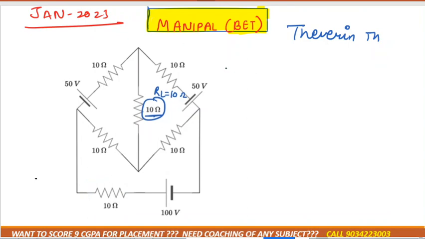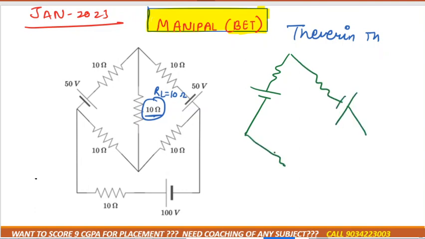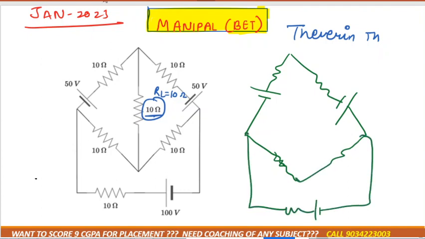So, first step is to find VTH. Rest of the diagram will be the same, we just need to remove RL. And what we need to mark over here is the points, A and B, right? Calculate now VAB. We can mark a point here as C.